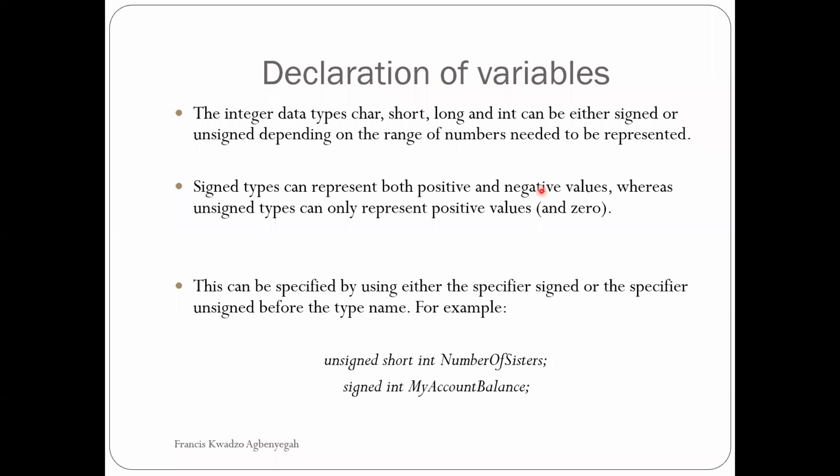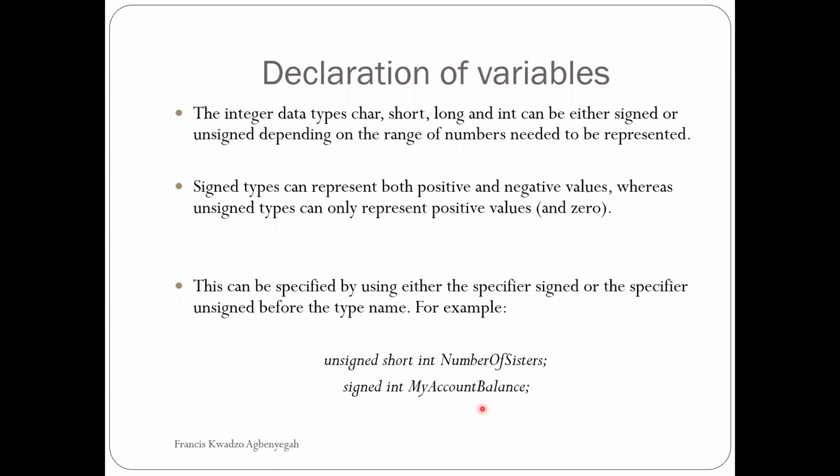But if you only want positive numbers, and you don't want to include the negative, then you declare them using unsigned. For example, here we say unsigned short int number of sisters. Number of sisters is the variable name, and over here is unsigned short int, because you cannot have a negative number of sisters. You can have zero sisters or a positive number. That is why we declare it as unsigned short int number of sisters.